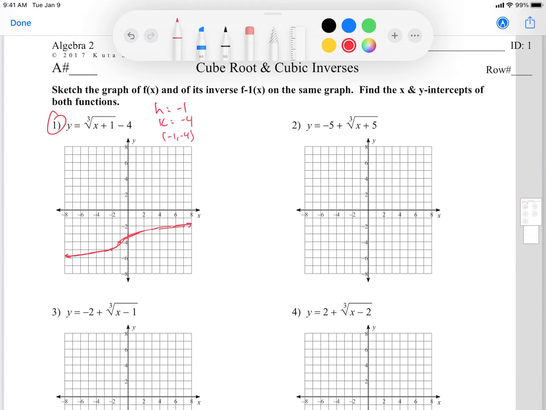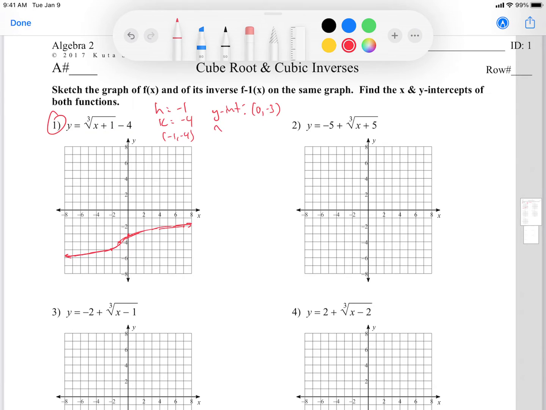Now we want to find its x and y intercepts really quick. Okay. So for the x-intercept, or for the y-intercept, we already know. Oh, sorry. For the y-intercept, right? We know it's at 0, -3. Okay. And again, you can find that by plugging in 0 for x here. Third root of 1 is 1. 1 minus 4 is -3.